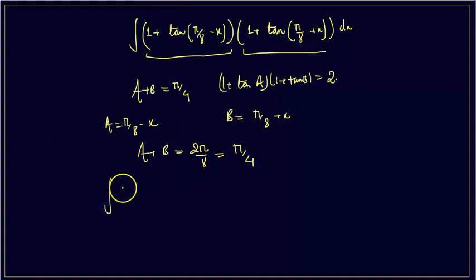Now everything can be written as (1 plus tan(pi by 8 minus x)) into (1 plus tan(pi by 8 plus x)), that is equal to 2, into dx, and that turns out to be 2x plus c. So this is the answer that you will get, that is equal to 2x plus c.